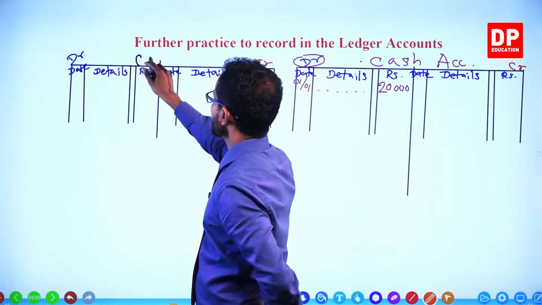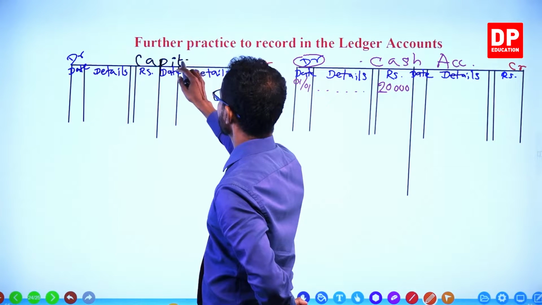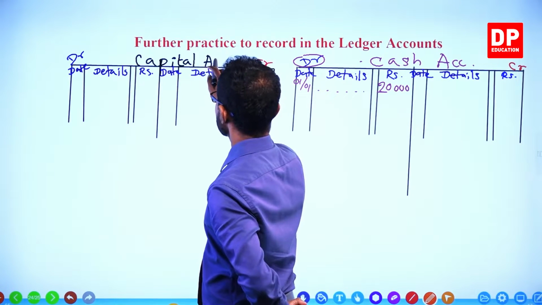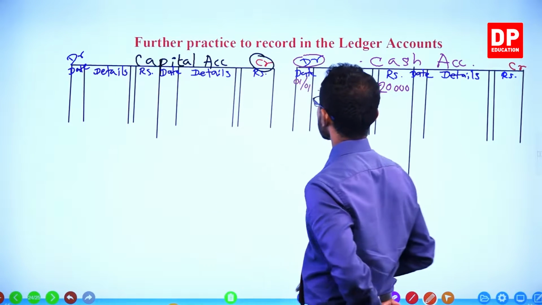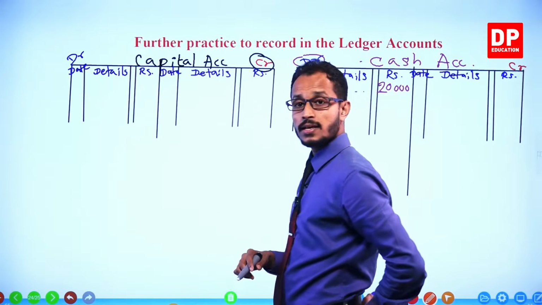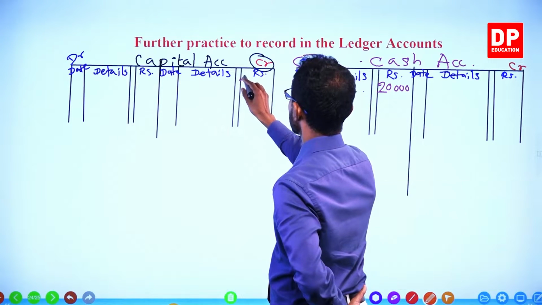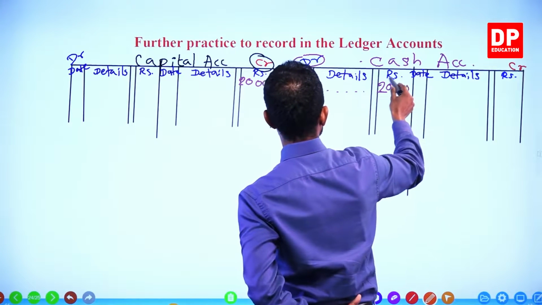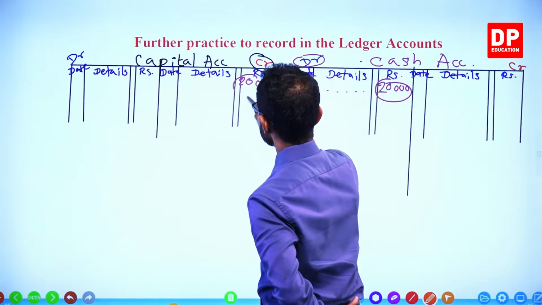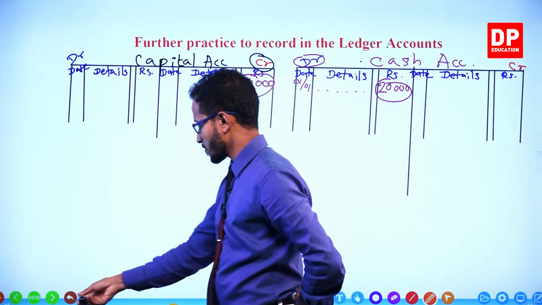Okie dokie, capital account, credit side, 20,000. Just like this. Now this, debit entry and credit entry.